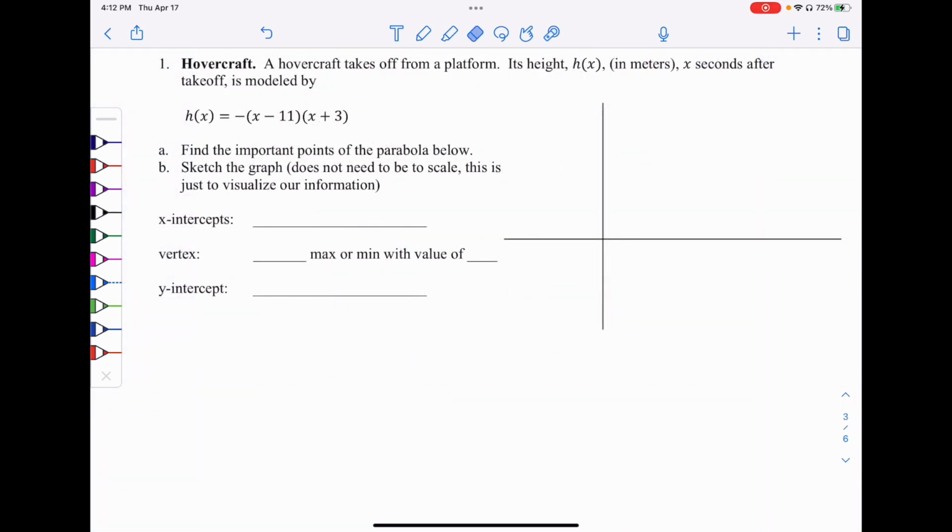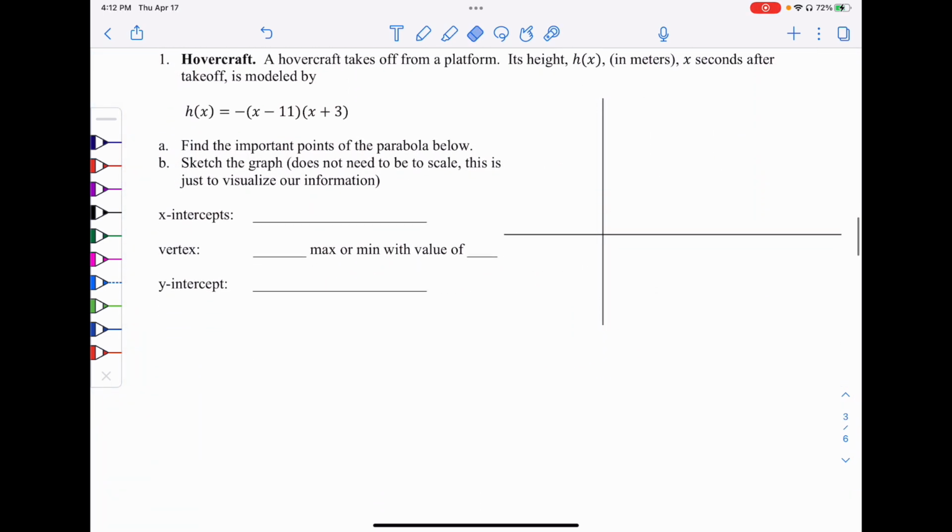Okay, let's go to our first problem. So number 1. A hovercraft takes off from a platform. Its height is h of x, so we have height, h of x, here in meters. Our time is in seconds. There, that's our x-axis after takeoff.